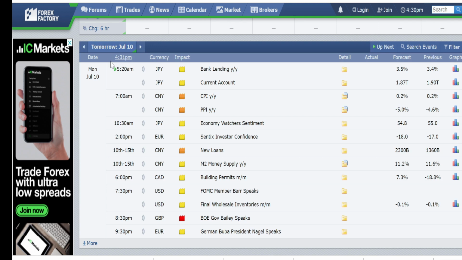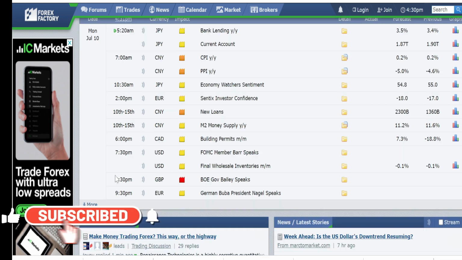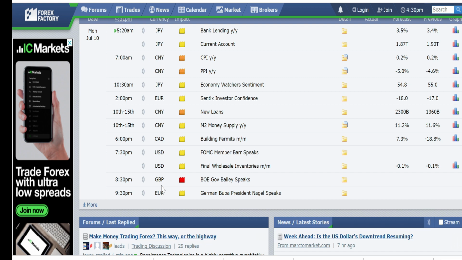Before that, when we look at the economic events plan for Monday, 10th July, at 7 AM we have medium impact news for Chinese yuan. So when we look for high impact news, at 8:30 PM we have high impact news for British pound related currency pairs. We don't have any other high impact news, so we can expect a moderate volatility in gold on Monday. Let us begin with our gold analysis.